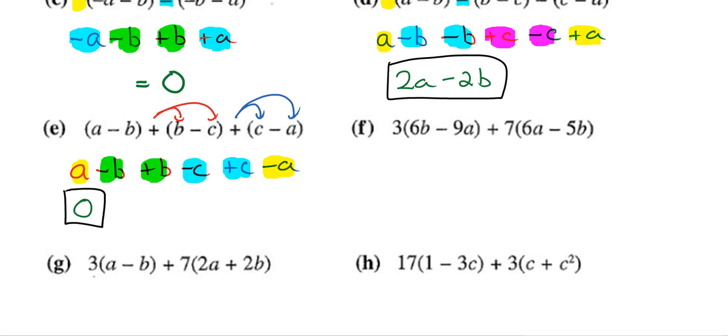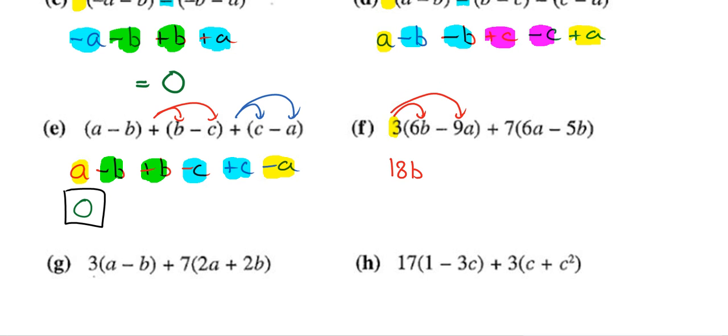Okay, moving on to the next question. All right, so I'm going to highlight this 3 here because that 3 will distribute right through the brackets. So this will be 3 times 6 is 18b, minus 3 times 9 is 27a. And then this plus 7 will distribute right through the brackets. So this will be plus 42a. And then I have a positive and minus sign, so that's going to give me a negative sign, and that will be 35. 7 times 5 is 35b.